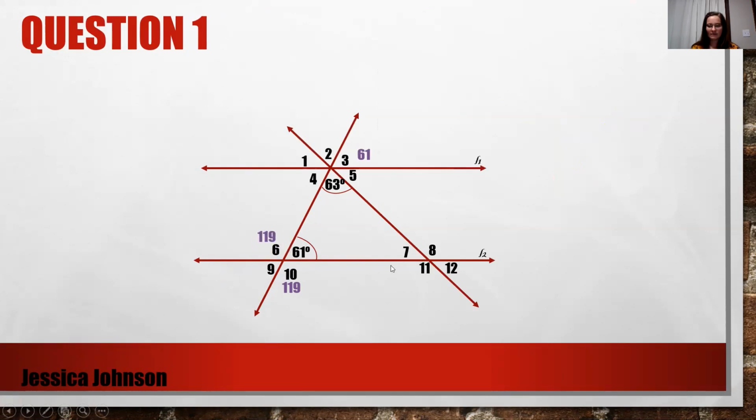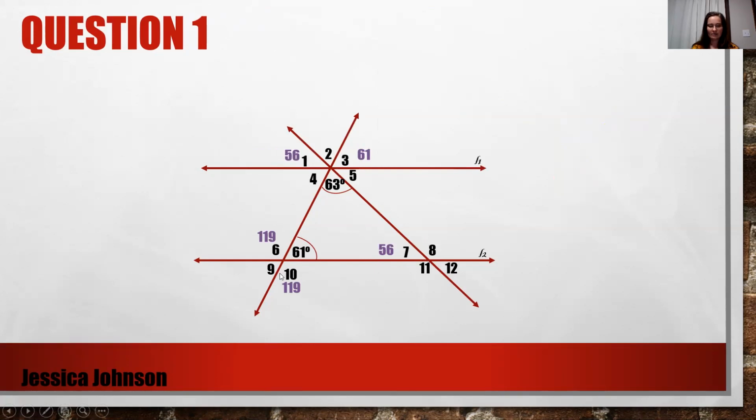To figure angle 7, we need to look at the triangle that's in the center of the figure right here. Take 63 plus 61 to equal 124. Take 180 because they're supplementary and subtract 124 to equal 56. Do we have any congruent angles to angle 7? Yes. Angle 1. That makes angle 1 56 degrees.